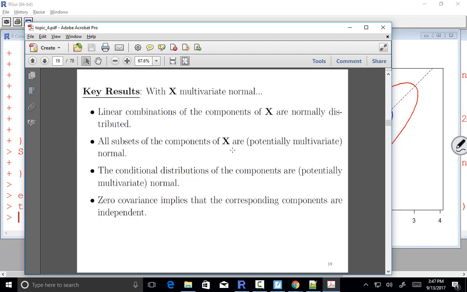Also, subsets of the components of the random vector. Like suppose we have x1, x2, through x10. If I were to take just x1, x2, x5, that will also be multivariate normal. It'll be a 5-dimensional multivariate normal.